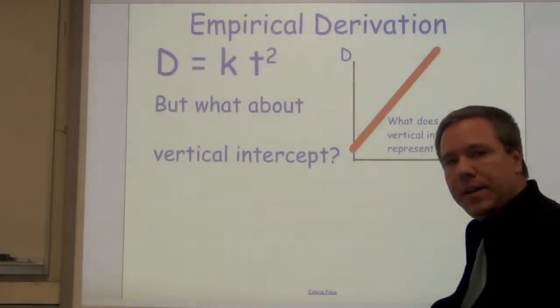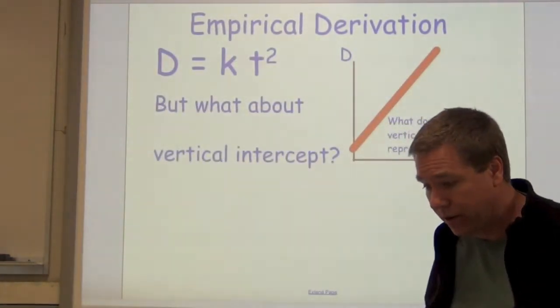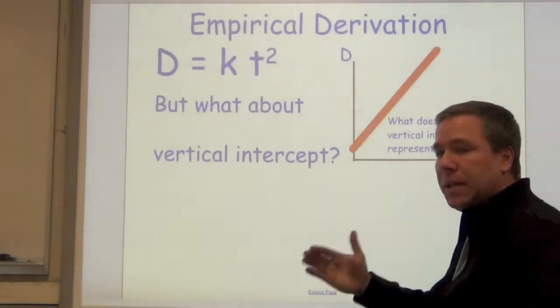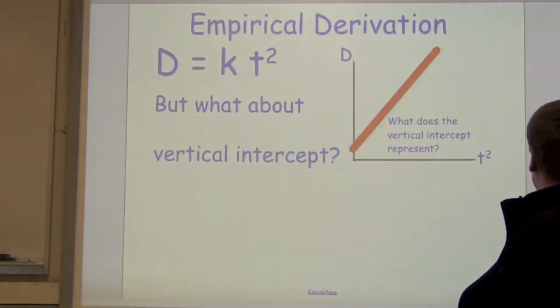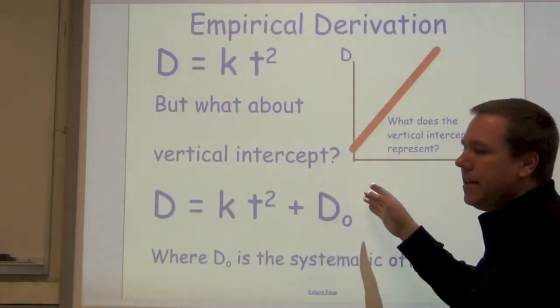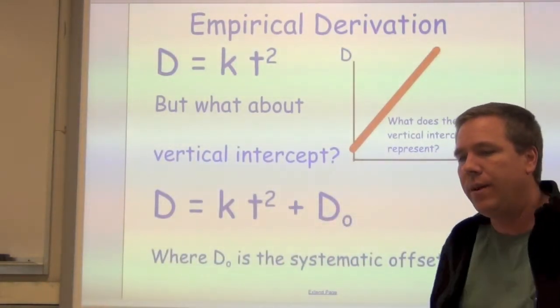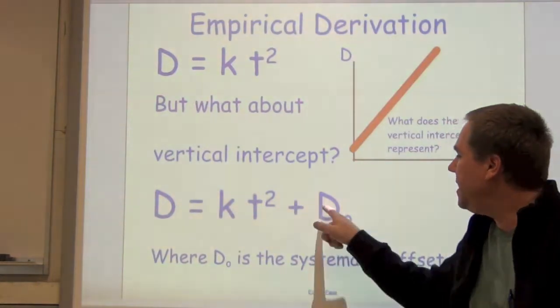Now very quickly, we need to take a little bunny trail about the vertical intercept. Y equals mx plus b. In this situation, what does the vertical intercept represent? It's some initial offset. We call this the d naught.